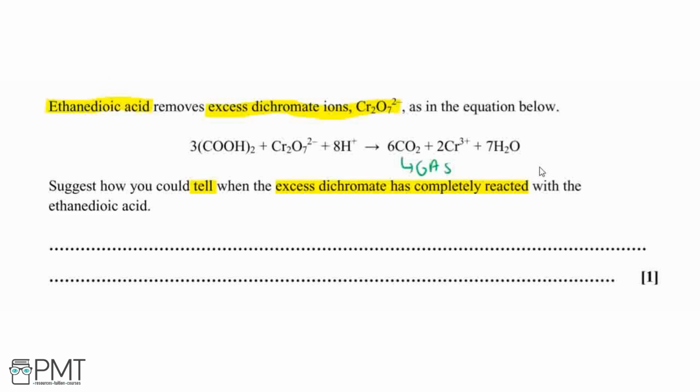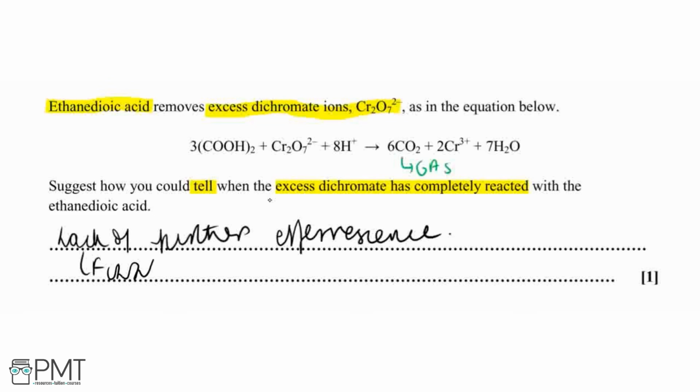Therefore, in this reaction, we're going to see some fizzing, some bubbling, some effervescence. So when our excess dichromate has completely reacted with the ethane dioic acid, we're going to get a lack of further effervescence. Or we could also say that our fizzing or bubbling stops. So for this question, we just need to mention that some sort of fizzing or bubbling stops in order to get that mark.